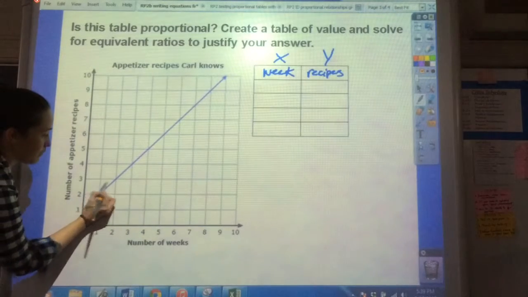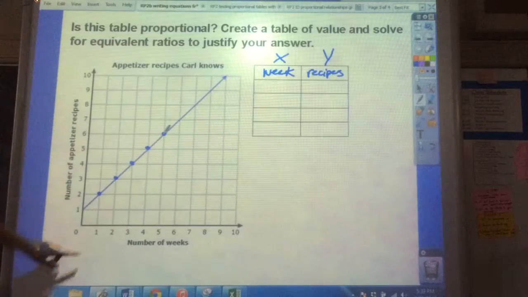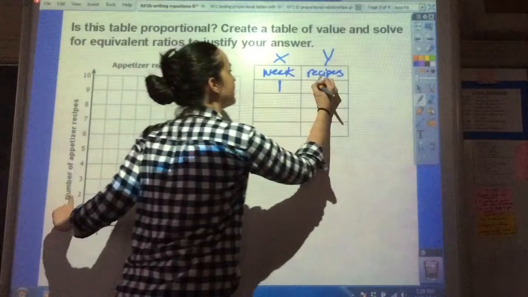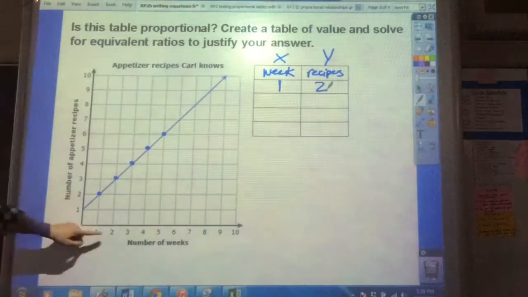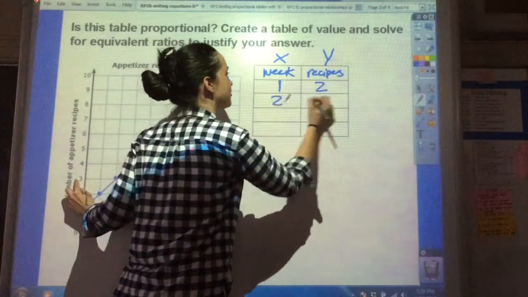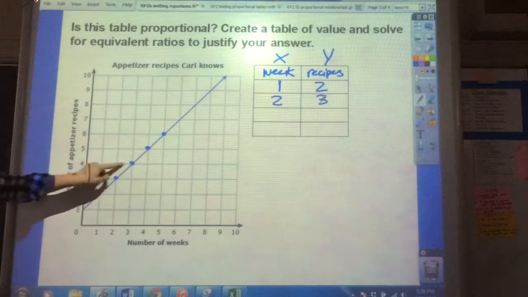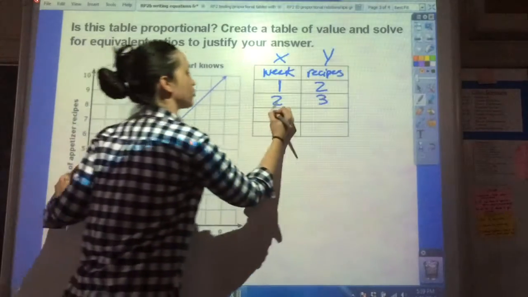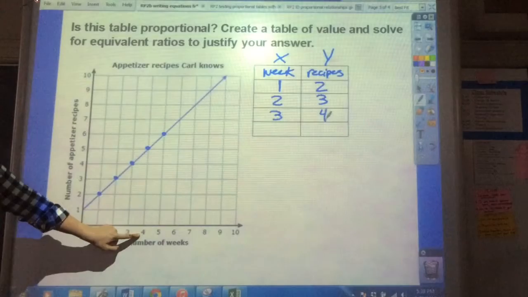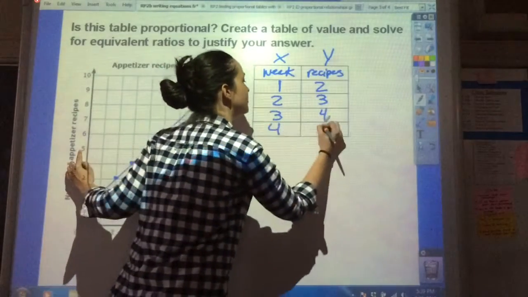Here we go. Clear point, clear point, clear point, clear point, clear point. When x is 1, y is 2, meaning that in 1 week, I learned 2 recipes. When x is 2, y is 3, which means in 2 weeks, I've learned 3 recipes. When x is 3, y is 4, which means 3 weeks, 4 recipes. I'm thinking you can probably see the pattern now. In 4 weeks, I have 5 recipes.